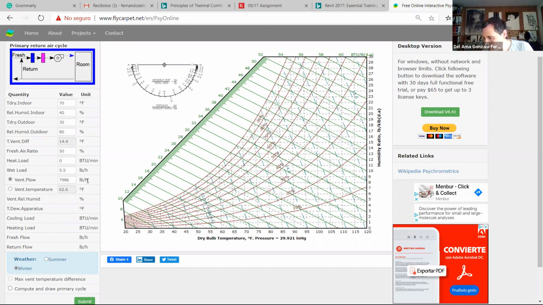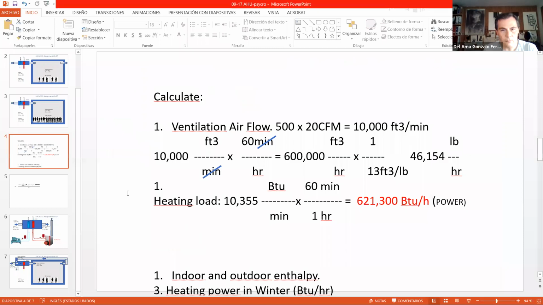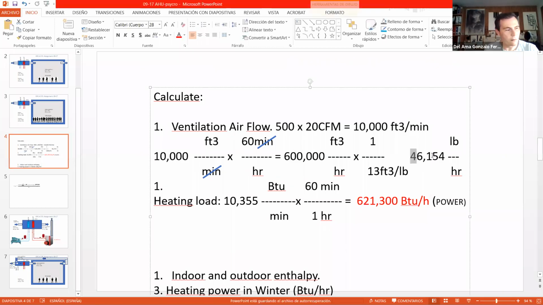I have it here. Yeah, it was 46,154. This number comes from here. Okay, you remember that figure? That was the ventilation flow in pounds per hour. And this is what we have to include there.